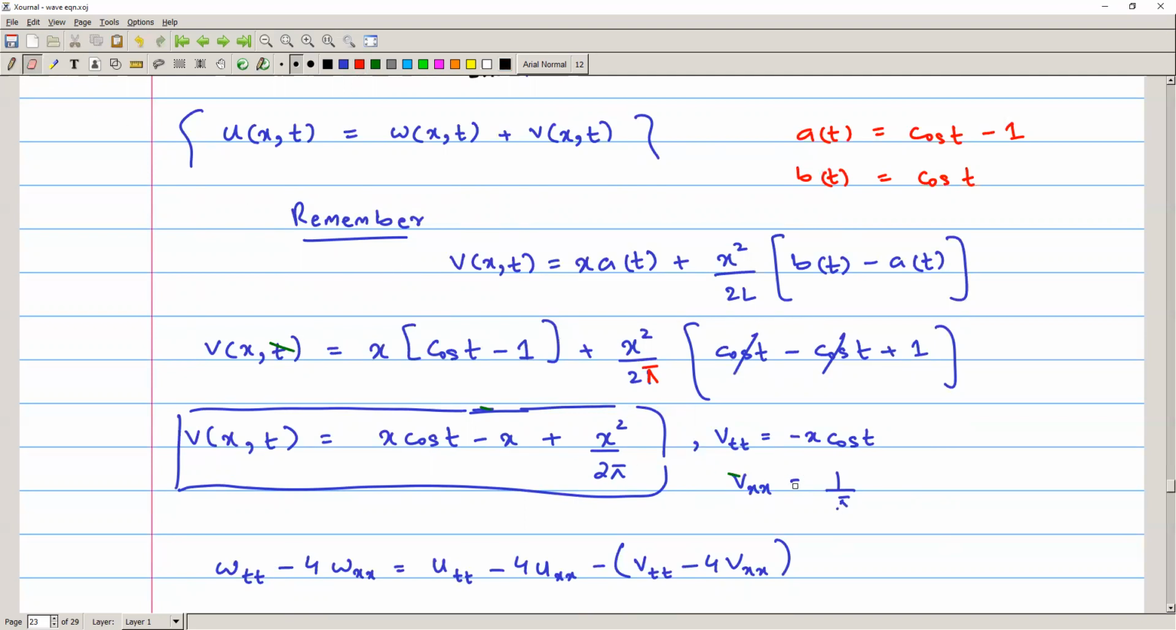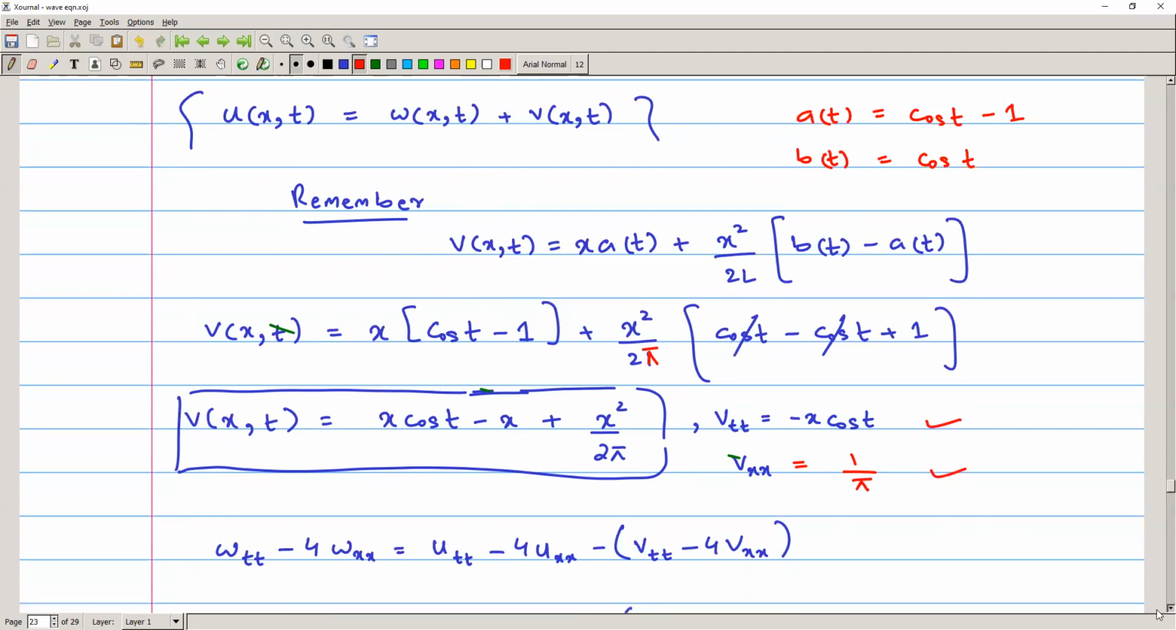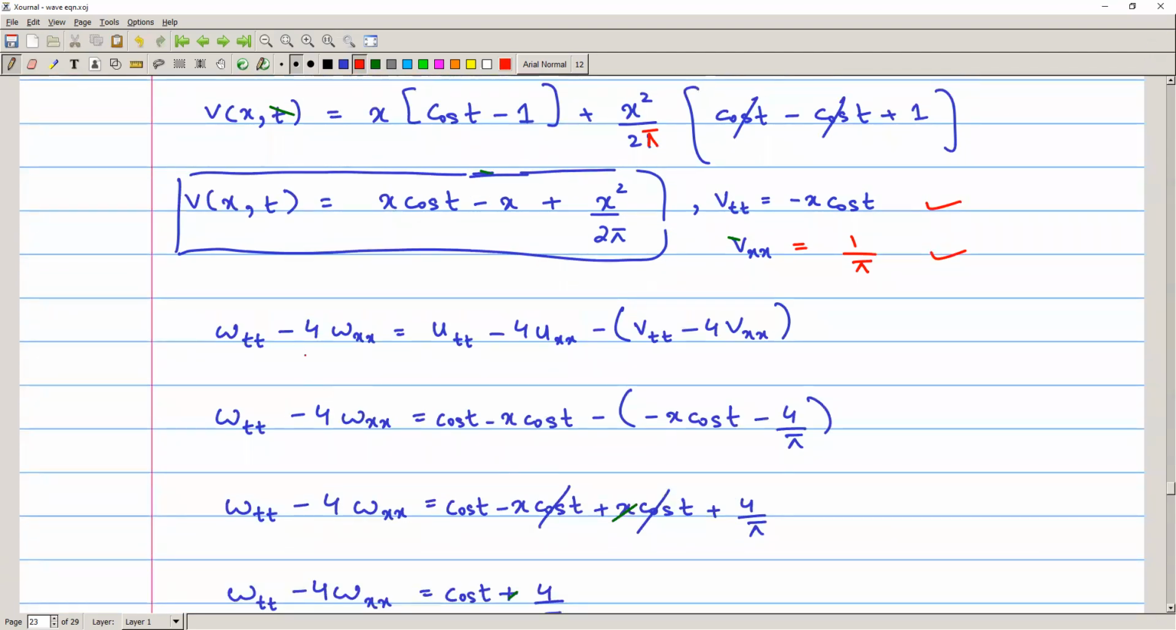So here we can see that v_tt will be equal to negative x times cosine t, and v_xx will be equal to 1 over pi. All right, from here we can find v_tt and v_xx, so this is v_tt and this is v_xx. Now w(x,t) will be equal to u(x,t) minus v(x,t). Therefore w_tt minus 4w_xx is equal to u_tt minus 4u_xx minus v_tt minus 4v_xx.